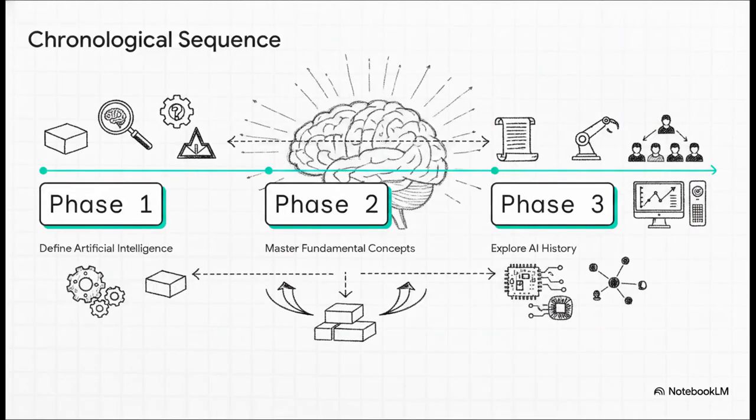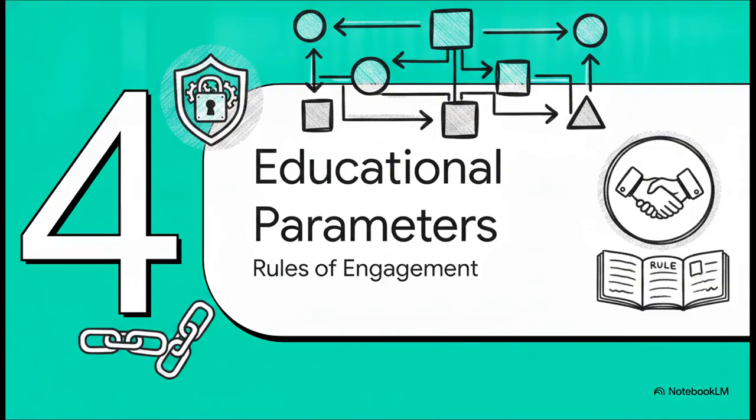To put that all into perspective, these pillars create a strict chronological progression. Phase 1 defines the entity, Phase 2 masters the mechanics, and Phase 3 explores the origin story. It is a brilliant pedagogical sequence designed to layer knowledge step by step, which is absolutely crucial to prevent cognitive overload. Up next is Section 4, Strict Educational Parameters, the Rules of Engagement.